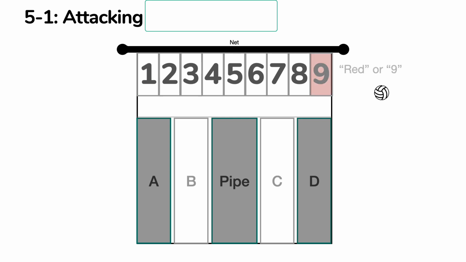On the right side, we might call for a red or a 9 for a relatively high set to zone 9, ideally a little lower than the high set to the left side would be, because the ball has less far to travel from the setter's hands.